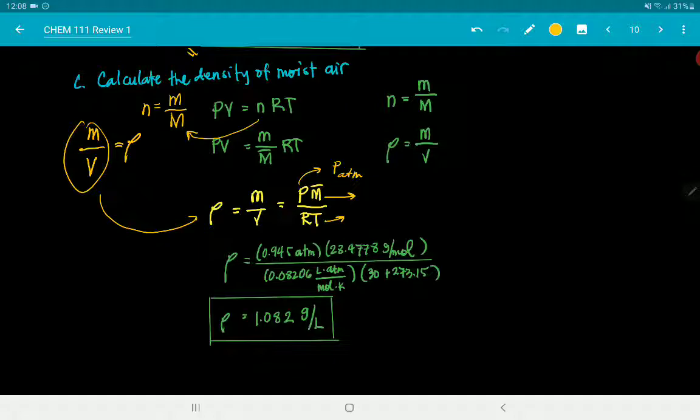0.945 atm times 28.4778 grams per mole over R, which is 0.08206 liter atmosphere per mole Kelvin, times 30 plus 273.15 Kelvin. So, 30 degrees Celsius plus 273.15 to convert it to Kelvin. You will calculate the density to be 1.082 grams per liter. Okay, so this is how the calculations work out for the atmospheric model if you are using the ideal gas equation.